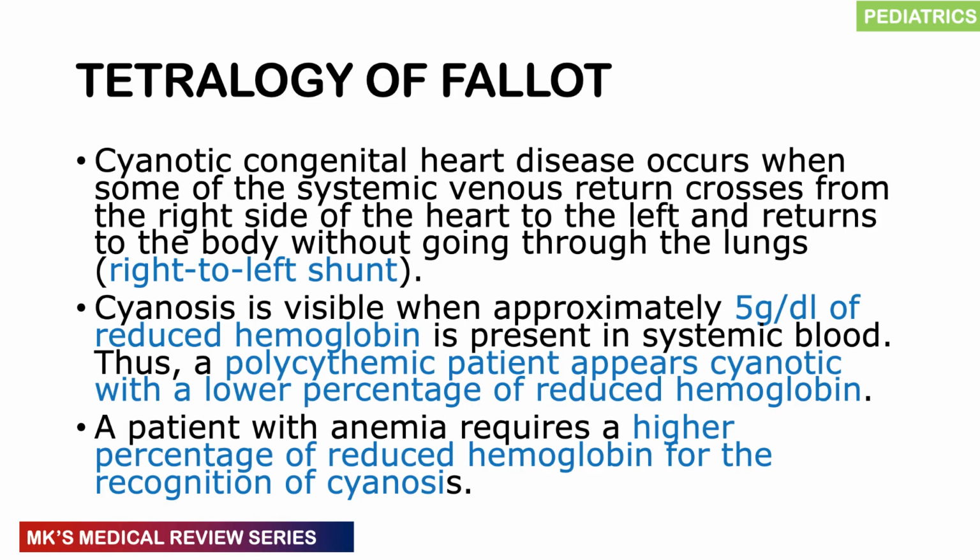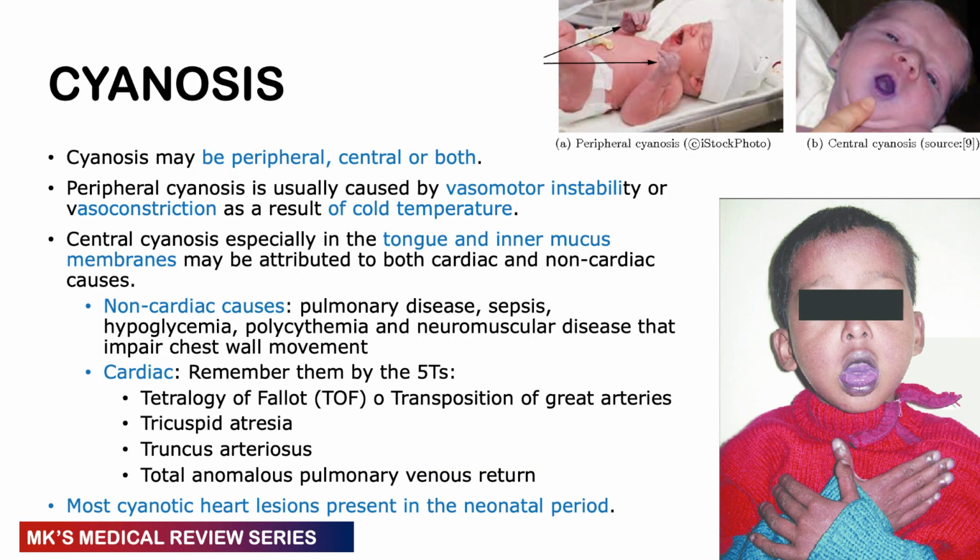And the cyanosis will be evident when you have approximately 5 grams per deciliter of deoxygenated blood mixing with the systemic, oxygenated blood. So if you get a patient that is polycythemic, they will appear cyanotic even with lower percentages of this reduced hemoglobin, and patients with anemia may require a higher percentage of reduced hemoglobin for you to actually be able to see the cyanosis because they tend to be quite pale.